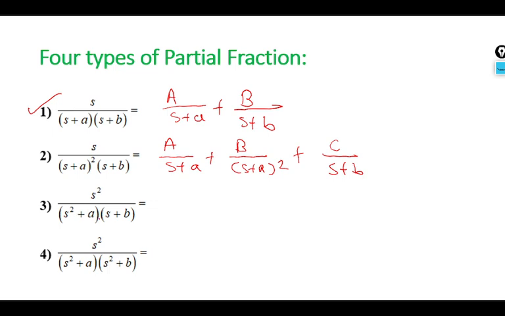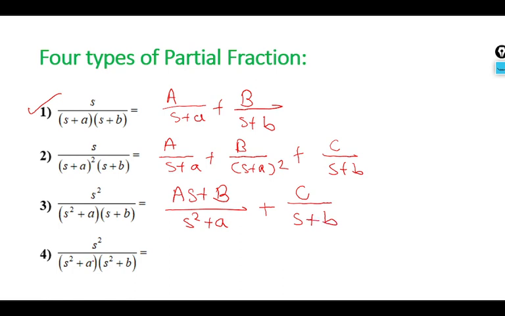Then we have a quadratic factor and a linear factor. In such a case, you can write like this. The numerator for a quadratic term should be a linear term. So the quadratic term is s square plus a, and the numerator of s square plus a is As plus B. Now this is a linear term, so only one constant is enough for that: C upon s plus b.